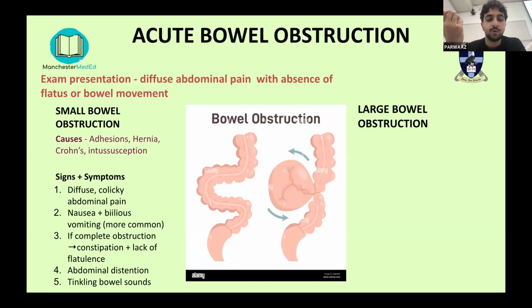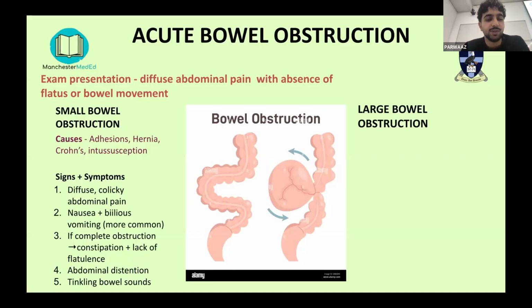If it's colicky, or for example, if you have renal colic and your ureters are squeezing against a stone, patients will get waves of pain coming over and over again until it inevitably becomes constant as well. Nausea and vomiting, much more common in small bowel obstructions. So bilious vomiting is quite important. Patients will describe green vomiting coming up as well. And as I said, again, constipation and lack of flatulence, complete obstruction as well.